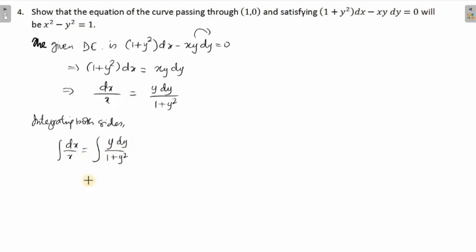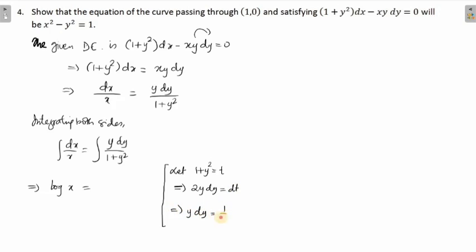Now I'll do one substitution out here because this is fine, this is log x. All of you know this is log x. But what about this? What kind of integral is this? This is an integral using substitution. So the substitution that I am making out here is, let 1 plus y square equal t. In that case what you get is 2y dy is equal to dt, and from here you get y dy is equal to half dt. So this is the substitution that I am making out here.